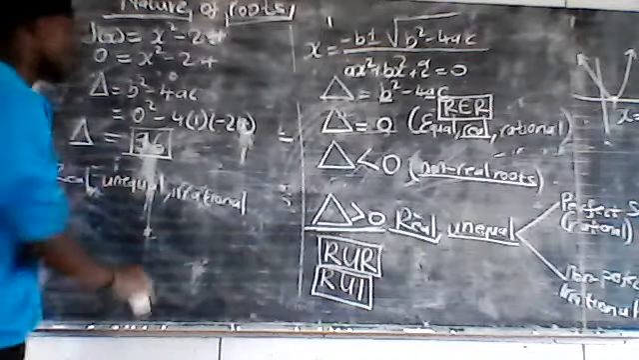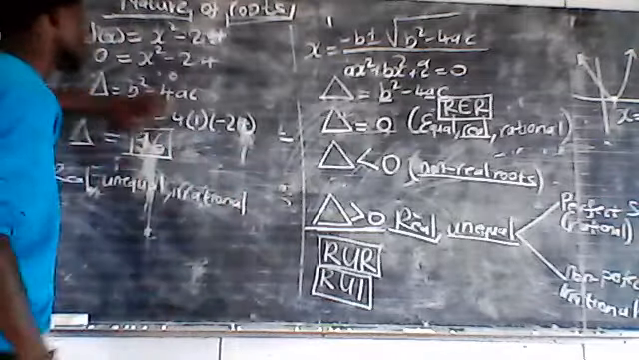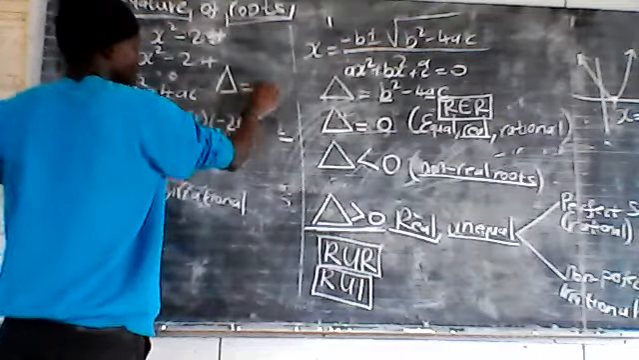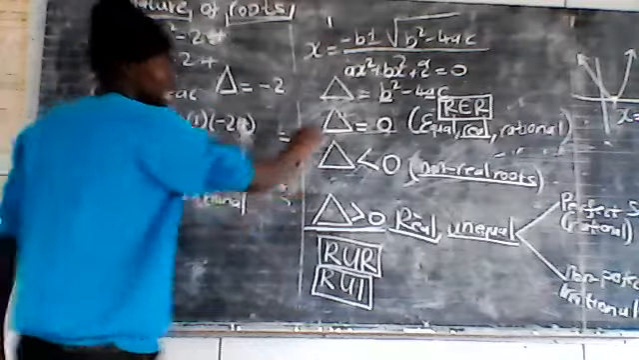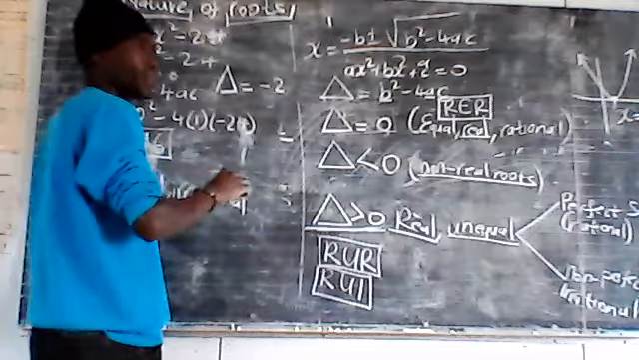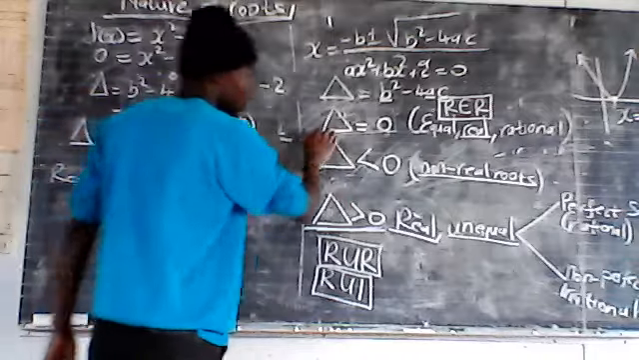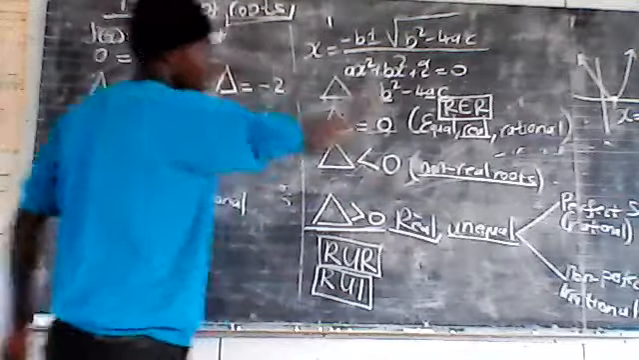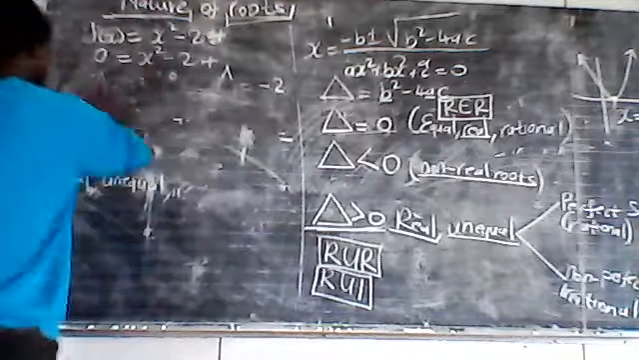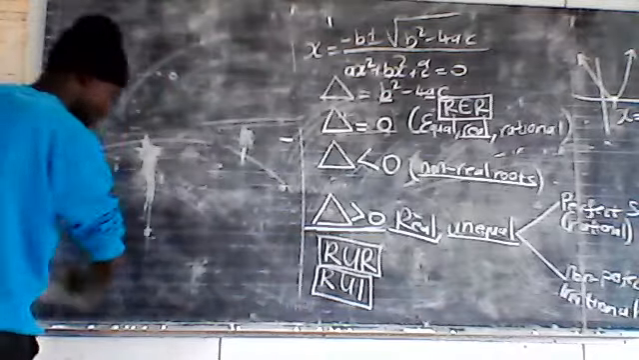I'm not going to make further examples, guys, because you can see the calculation of delta, you substitute in that equation. So in the instance where you have calculated the delta being -2, you know that those are what? Those are non-real roots. In the instance where you calculate your delta being equal to 0, you have to know those are real, equal, and rational roots.